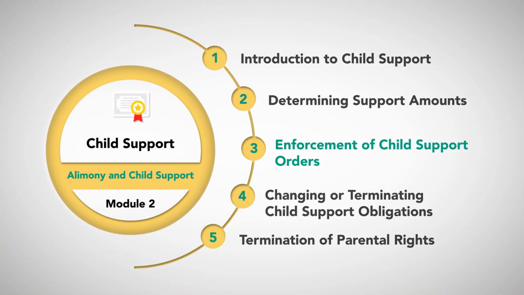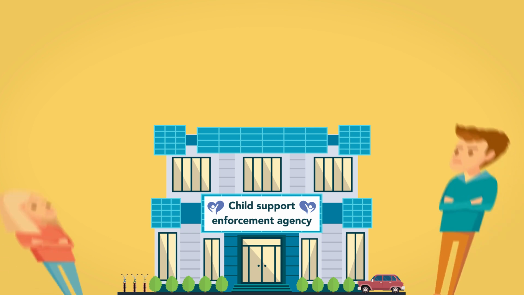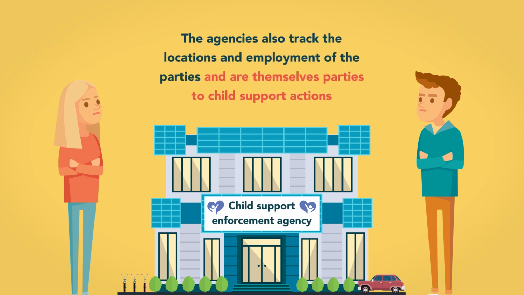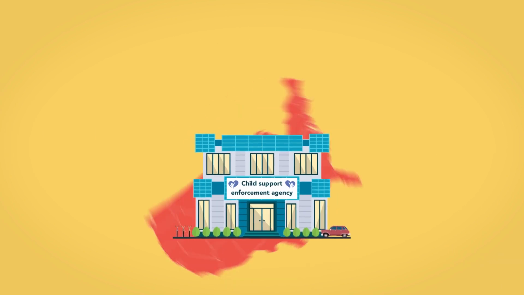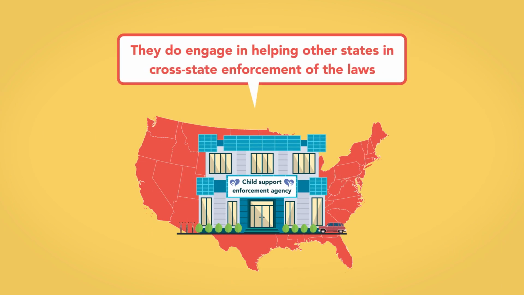Enforcement of child support orders. Each state has a child support enforcement agency responsible for collecting and distributing child support from the non-custodial parent to the custodial parent. The agencies also track the locations and employment of the parties and are themselves parties to the child support actions. While these agencies are state-bound, they do engage in helping other states in cross-state enforcement of the laws.